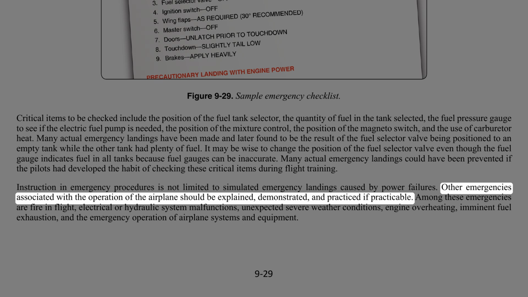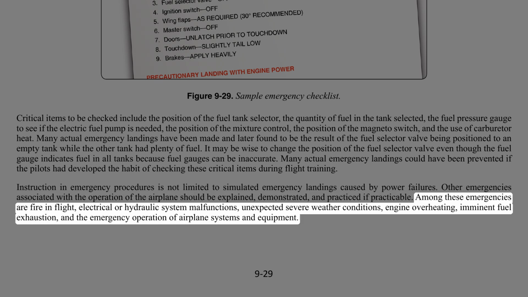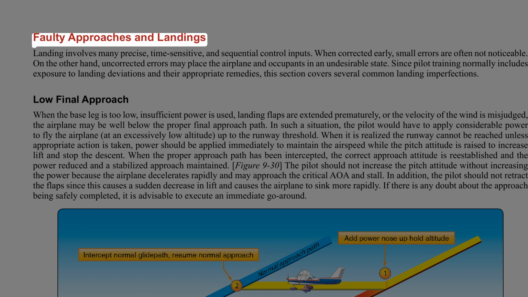Instruction in emergency procedures is not limited to simulated emergency landings caused by power failures. Other emergencies associated with the operation of the airplane should be explained, demonstrated, and practiced if practicable. Among these emergencies are fire in flight, electrical or hydraulic system malfunctions, unexpected severe weather conditions, engine overheating, imminent fuel exhaustion, and the emergency operation of airplane systems and equipment. Faulty approaches and landings.